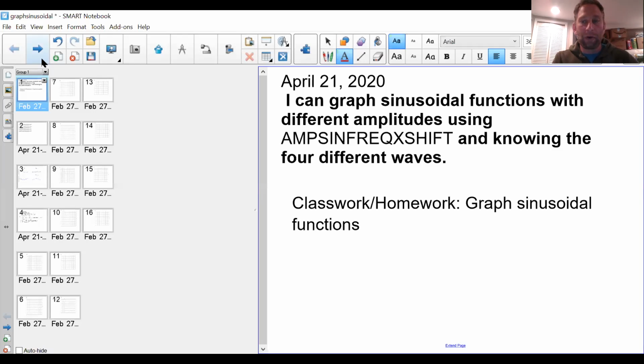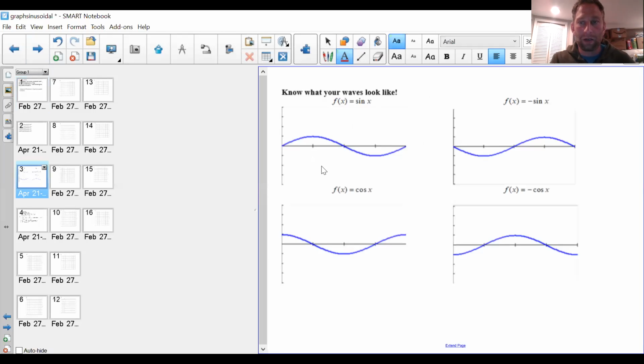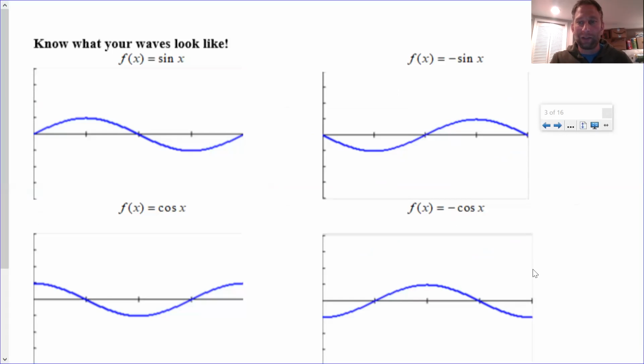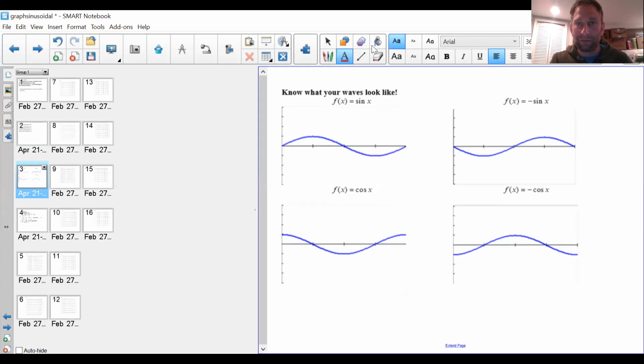There's a lot of little components for this type of question that you need to know, but as long as you know all those little components, it comes together pretty nicely. So first things first, we need to know the four different waves. We have sine and cosine, positive and negative. So let's take a look at these waves. Let's talk about the similarities and the differences between them, because you're going to have these waves committed to memory.